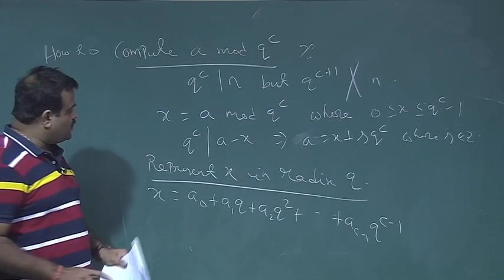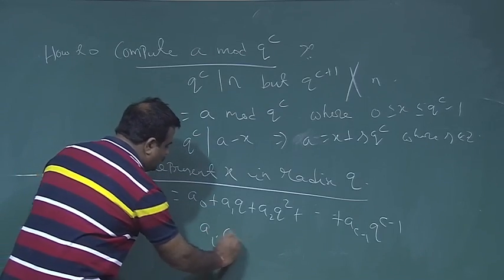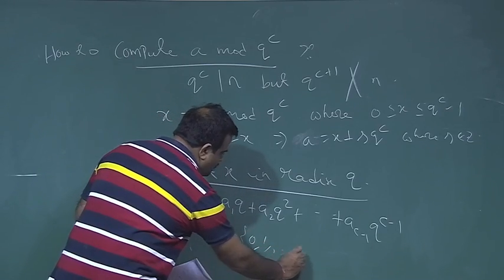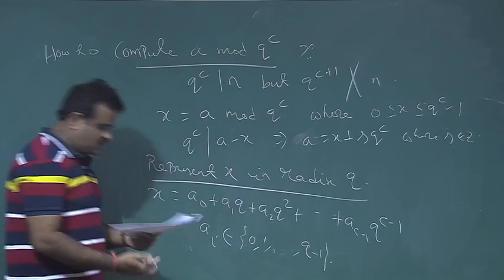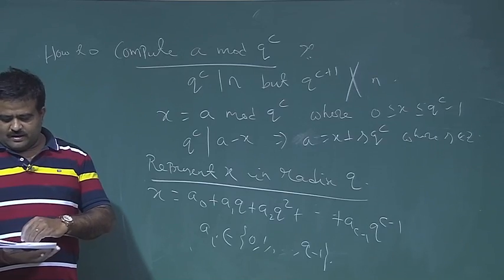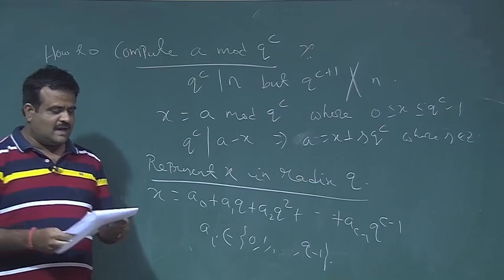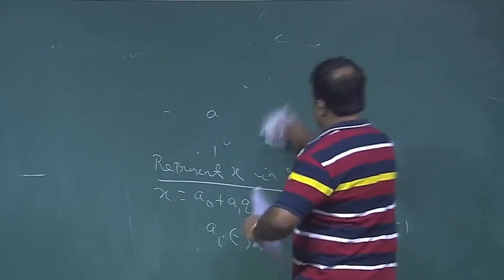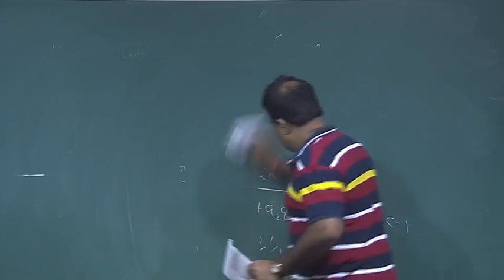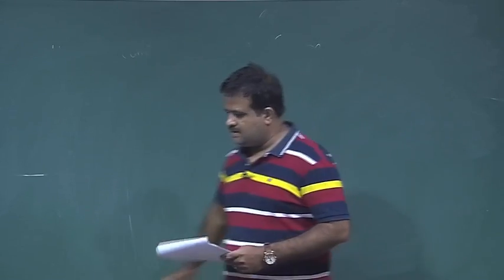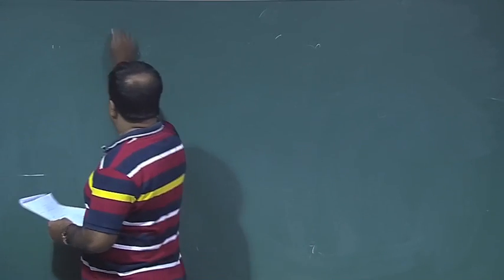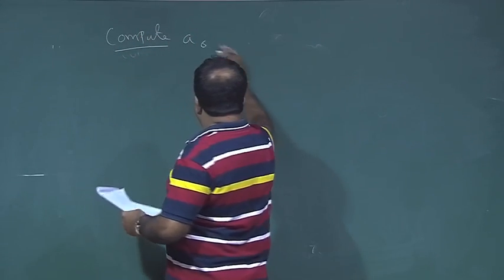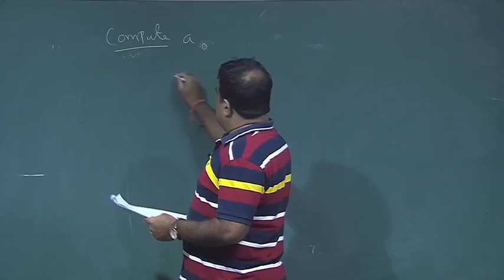Now, the question is how we can find these a_i's. These a_i's are unknown, ranging from 0 to q minus 1. Now, the question is how we can determine these a_i's. We want to use this result. So, first of all, how to compute a0? To compute a0, we claim this result.